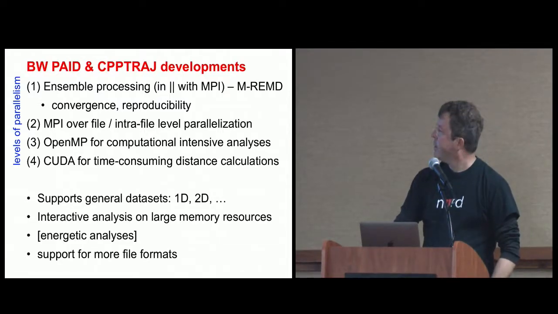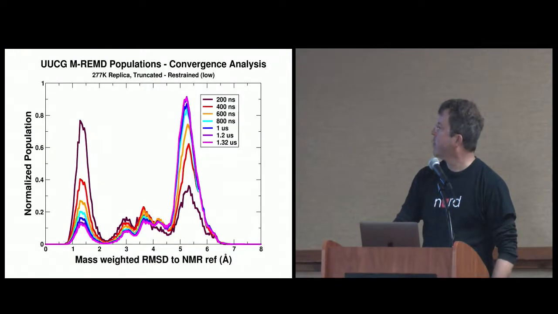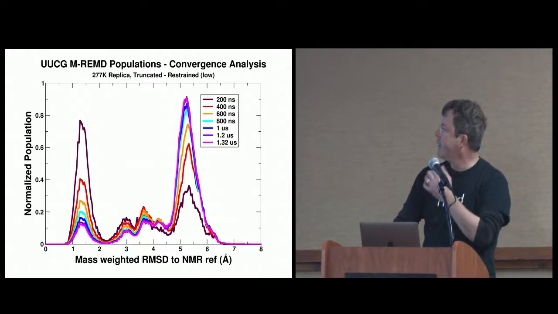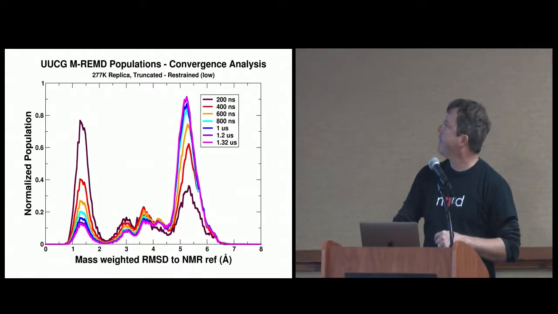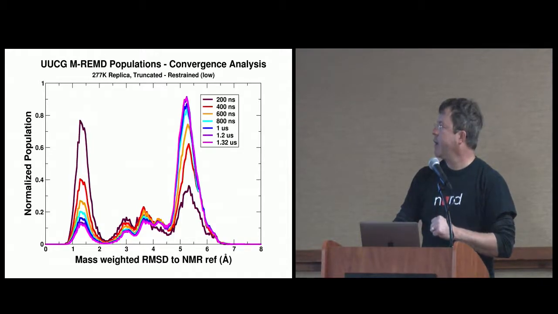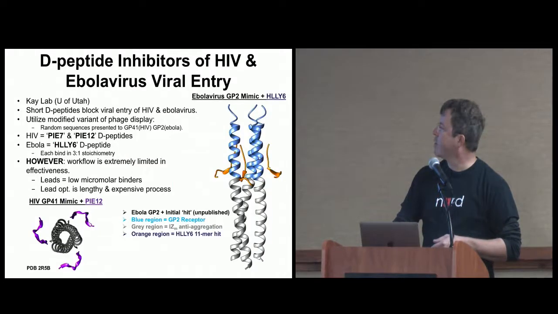Other nice features, we can converge the tetraloops as well with different force fields, but none of them are correct, unfortunately. And even in multidimensional replica exchange, it takes a long time to converge the distributions, depending on the system. For tetranucleotide, it takes about 200 nanoseconds per replica for 192 replicas. For tetraloop, 360 replicas, it's about 2 microseconds per replica to converge it. So that's a lot of compute time to converge these things.